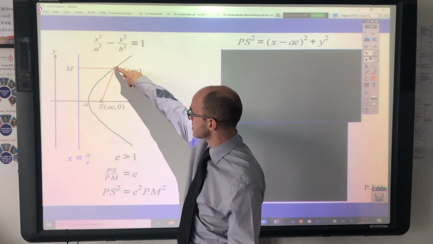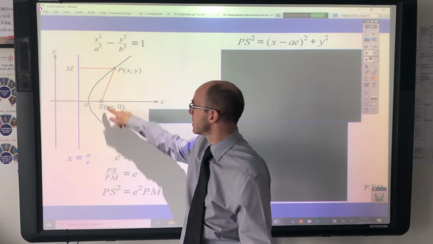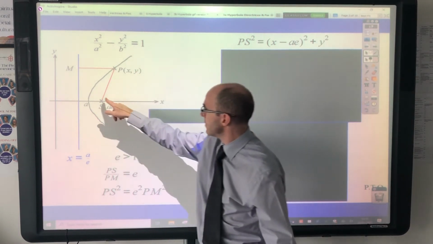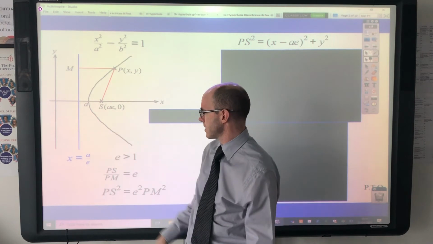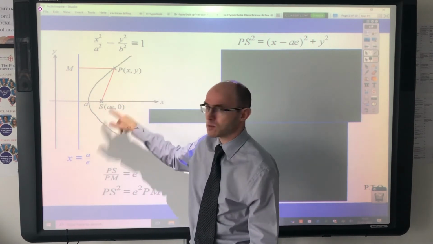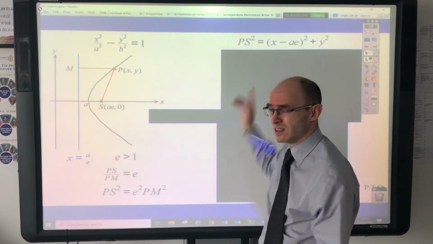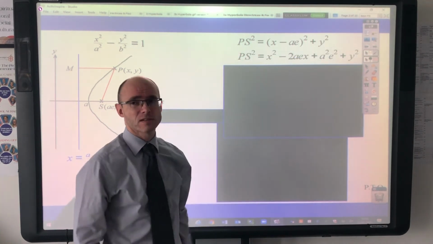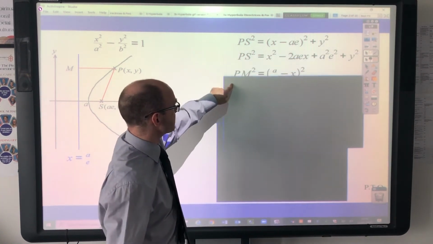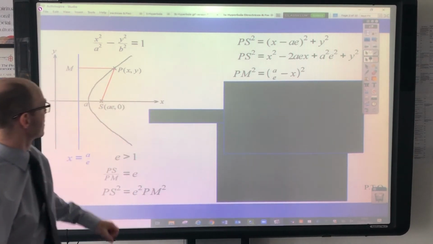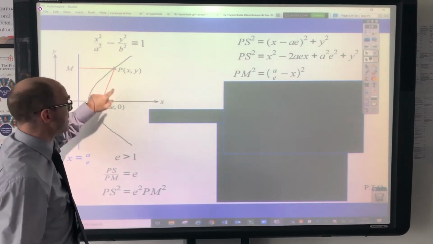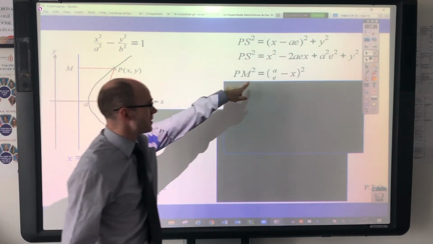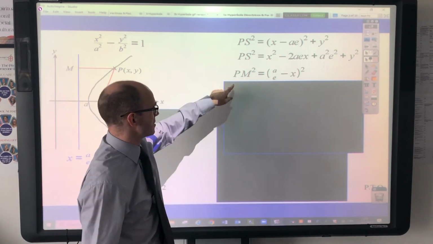By Pythagoras' theorem, that hypotenuse is that squared plus that squared. So y squared, the y coordinate squared, and then the difference between the x coordinates is going to be AE subtract x, or x subtract AE. Doesn't really matter which one you use. And then expand the brackets as such. And then PM squared is going to be just this horizontal line there. So the difference in x coordinates, x subtract A over E, or A over E subtract x, squared.